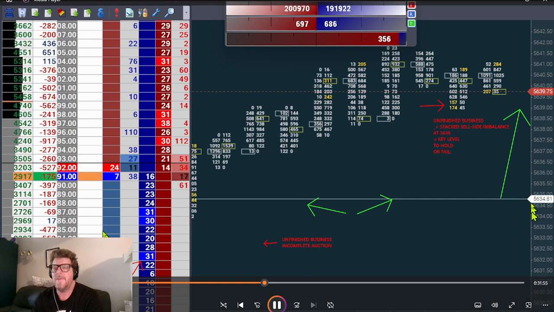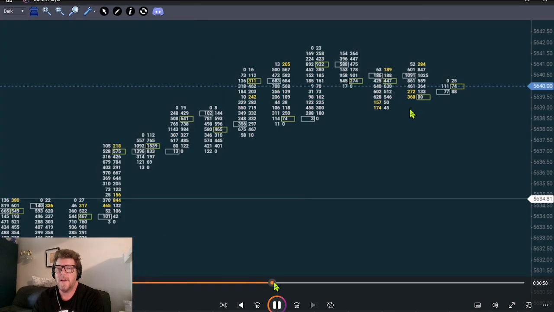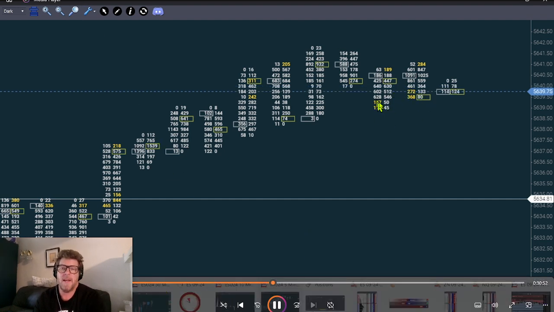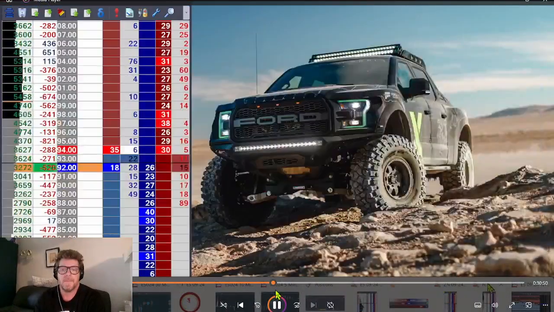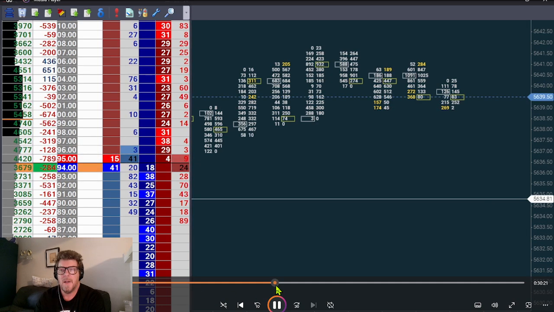If we get below this 56.39 stacked imbalance, it starts to get more interesting. You can see we printed another stacked sell side imbalance right there. So these two are right by each other. Somebody big is trying to sell right here. So I just brought in the NQ DOM. We're still below value area low and IB low on NQ. So that's a good sign.